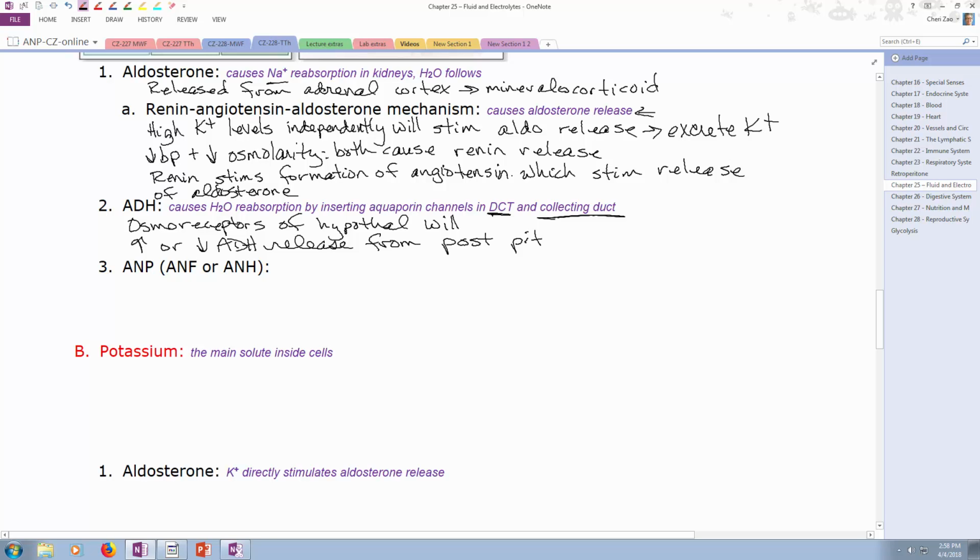Then ANP, atrial natriuretic peptide. It used to be called atrial natriuretic factor in some older texts, and also atrial natriuretic hormone, so you may see it in that form. We will try to remember to always call it ANP because that makes sense for us. What's interesting about ANP is that it inhibits almost all events that increase sodium and water retention.